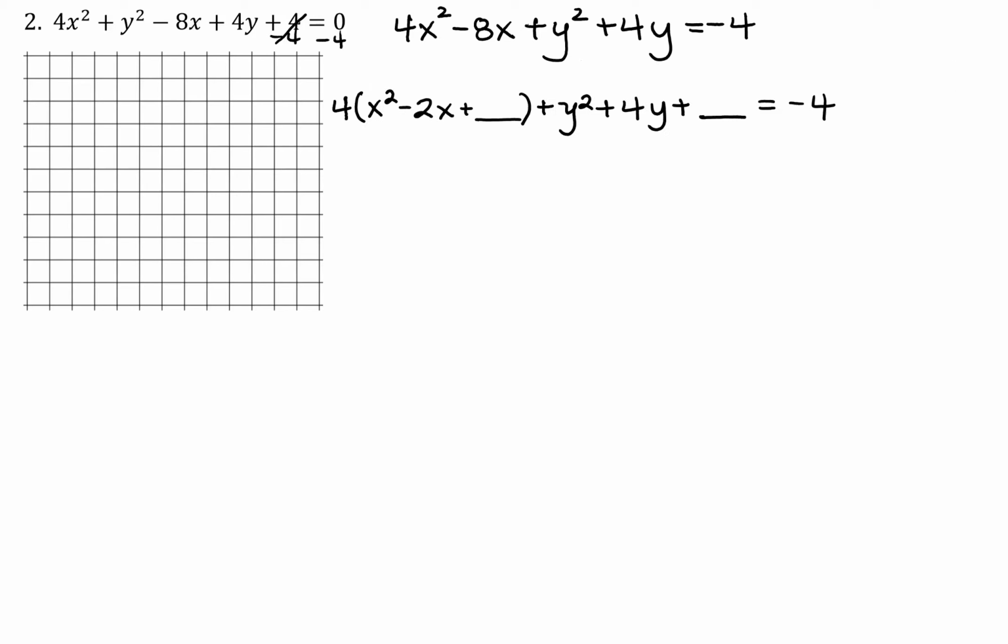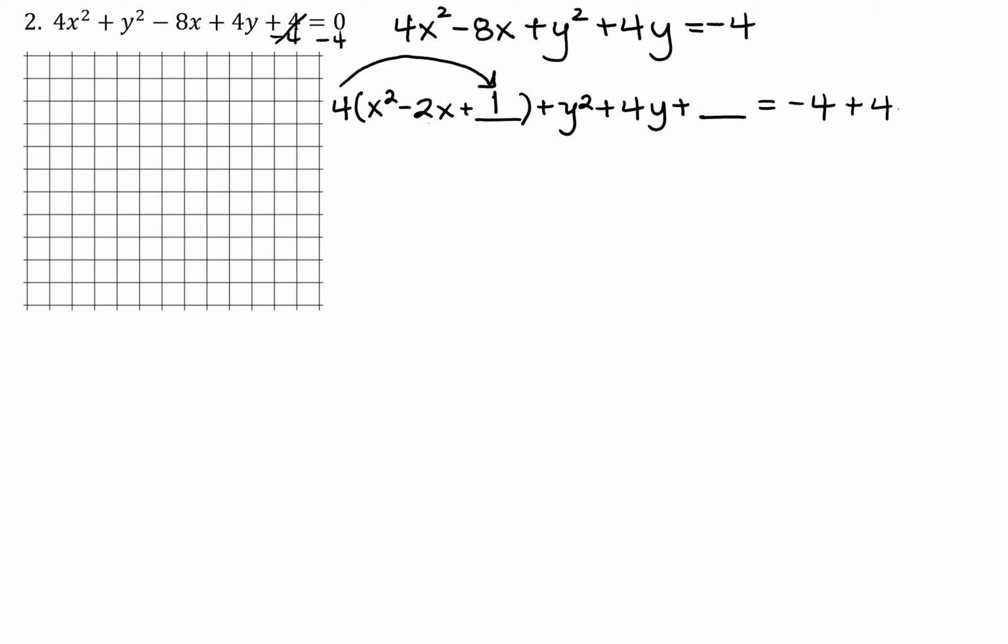To determine the number that we add in for the x's, we take negative 2, the number in front of x, divide it by 2, and then square it. Negative 2 divided by 2 is negative 1, and negative 1 squared is a positive 1, and so we add 1 there. When I put that plus 1 there, I'm really adding 4 to the left side of the equation, since the 1 is in parentheses with a 4 out in front of it. And so I also need to add 4 to the right side of the equation to account for that.